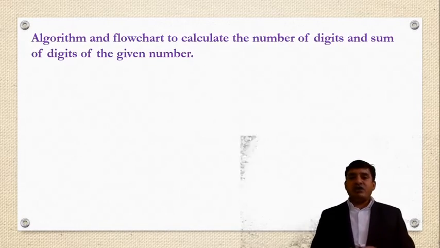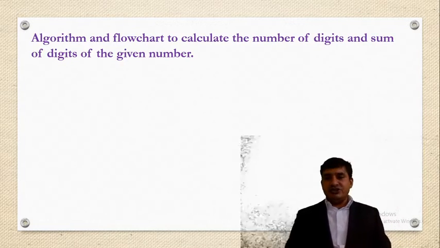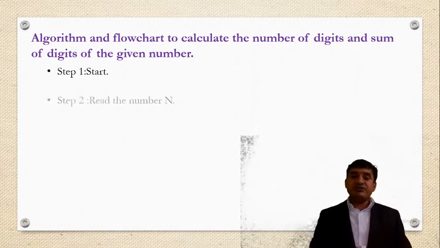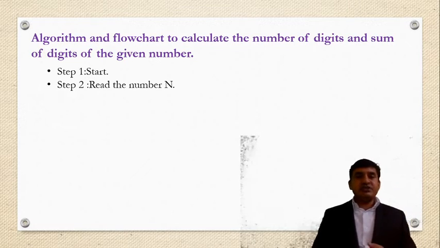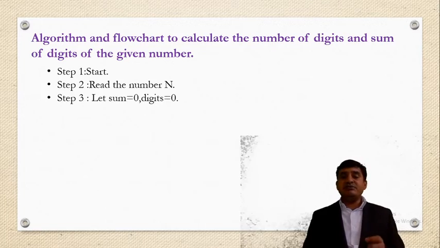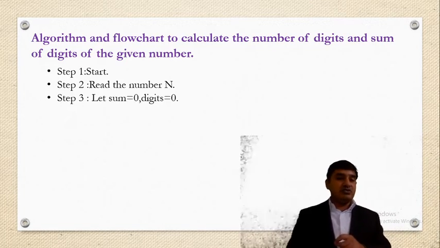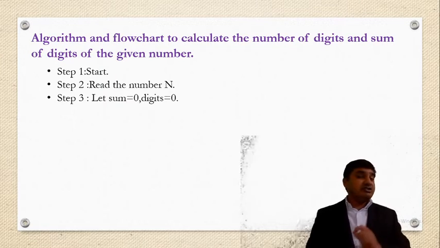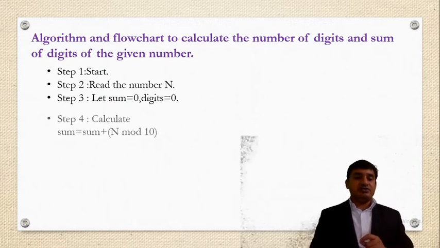Now, algorithm and flowchart to calculate number of digits and sum of digits of a given number. First step is start, then second step, read the number n. Step 3 is sum is equal to 0 and digit equal to 0. Okay, this is what we have to consider.